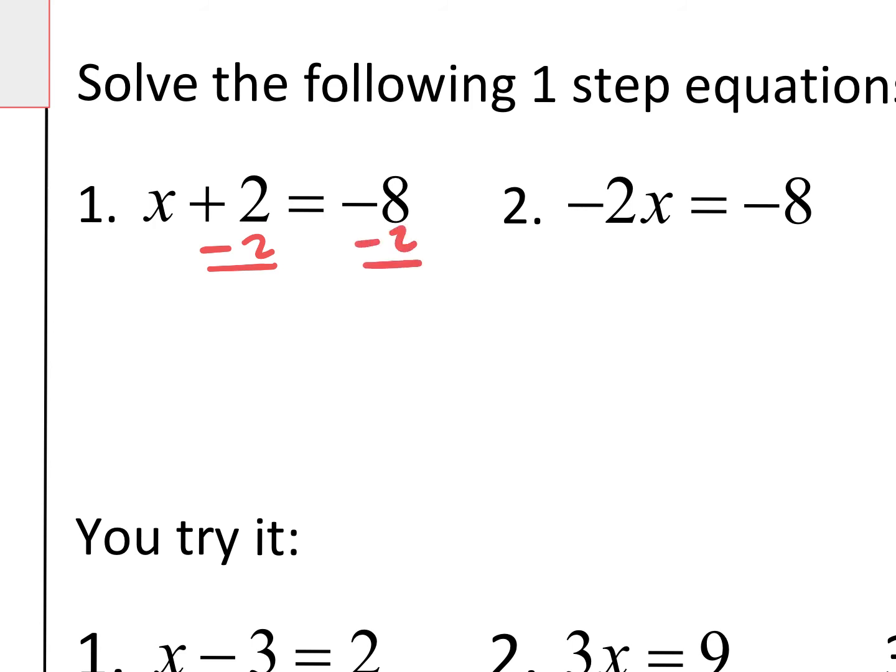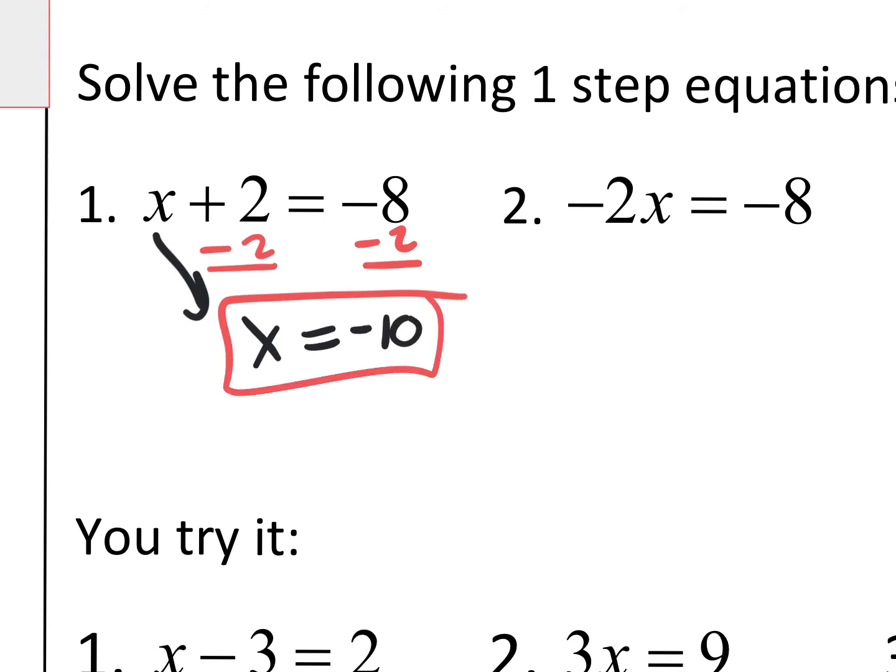So what do I have left? The x, the equal sign, and think of money if you don't have a calculator. I owe 8, I owe 2, I'm going to owe 10. So my answer is x equals negative 10. Easy peasy, right?